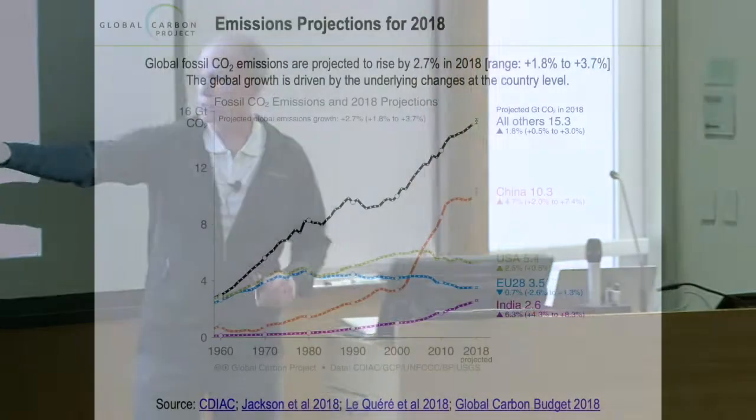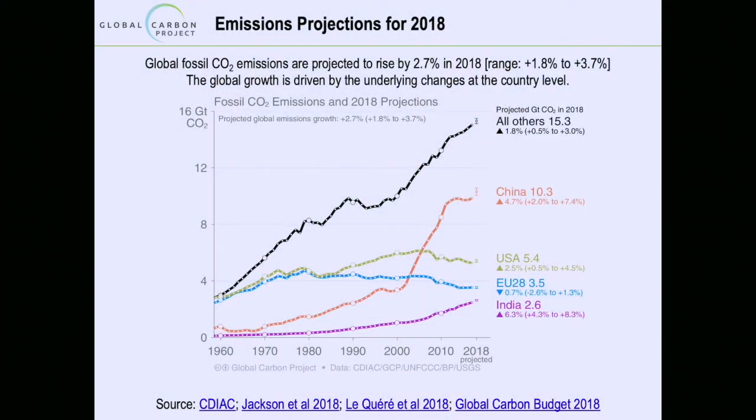Let me move ahead. These are current emissions by year, 1960 to 2018, in billion tons of carbon dioxide. India here, growing rapidly, Europe, US, China, and then all the rest of the world combined. So you see, 20, 30 years ago, the European Union and the US were equivalent in terms of CO2 emissions. Europe has made more progress than we have in reducing our emissions.